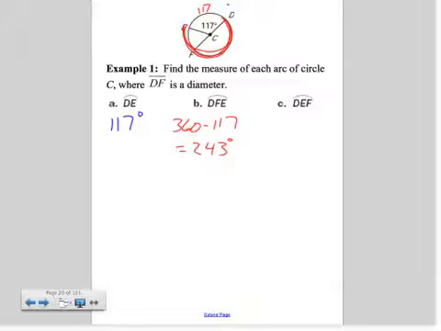And then finally, DEF. All right, DEF now is this arc. Start at D, go through E, stop at F. Okay, well, they told us that DF is a diameter. So that diameter cuts our circle in half. Therefore, we know the measure of DEF without doing a whole lot of work is 180 because it's a semicircle.